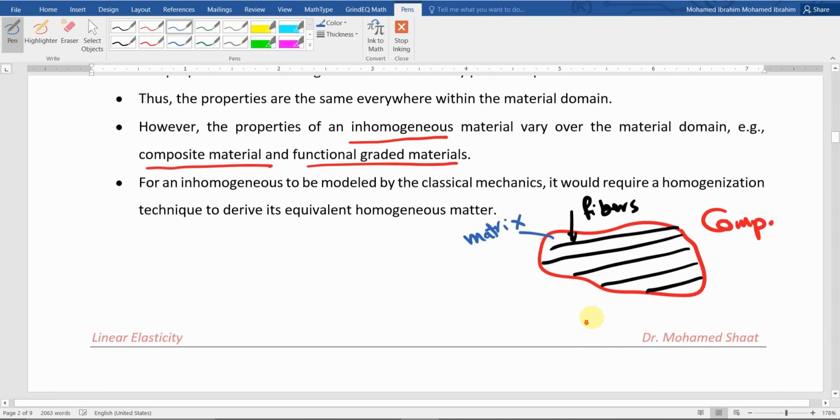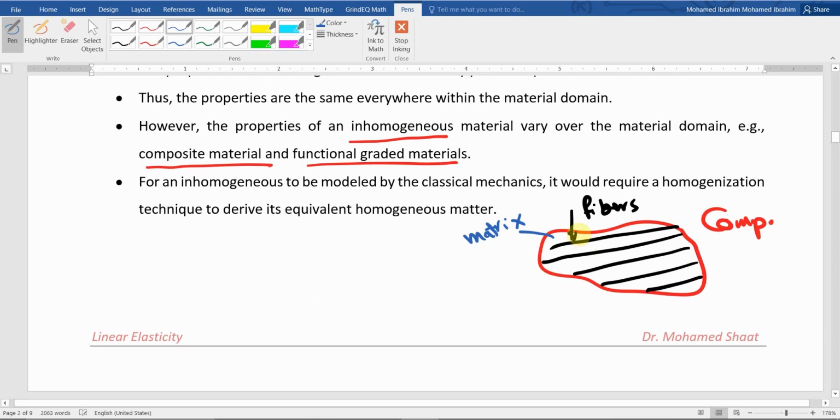There is no chemical composition here to end up with a composite material, but you do have two distinct materials working together to give a new material with properties totally different from the matrix material properties or the fiber material properties. So if we try to probe or measure the mechanical properties at this point, you're going to find that they are different from this point, like point B or point A. If we have a tool to probe the Young's modulus at point A, it will not be equal to the Young's modulus at point B. This indicates that we are dealing with a heterogeneous material.